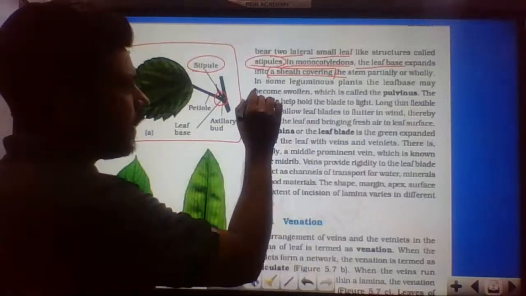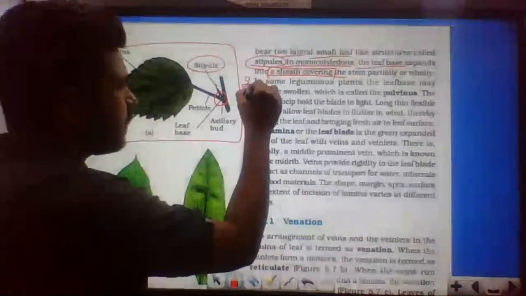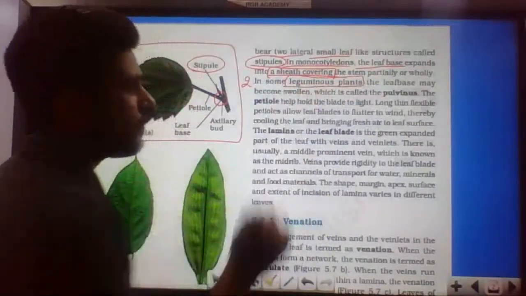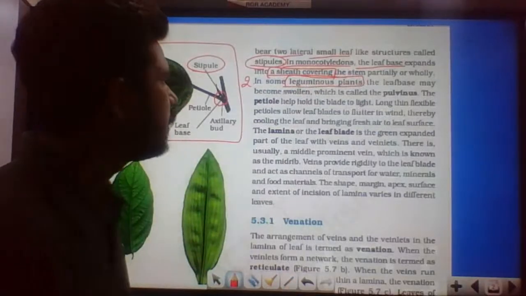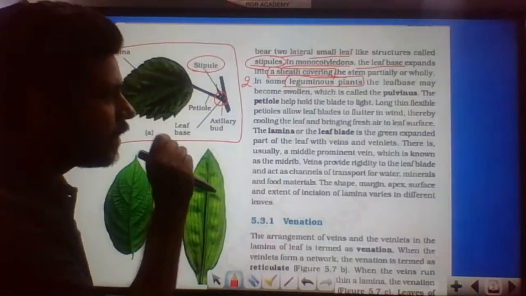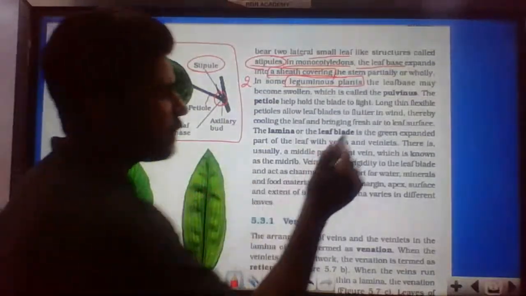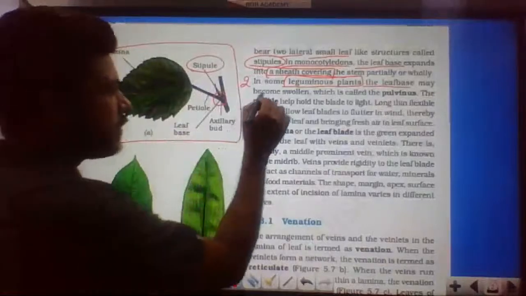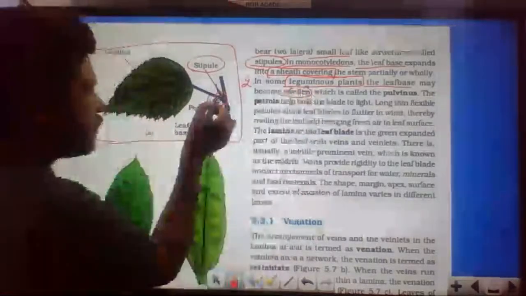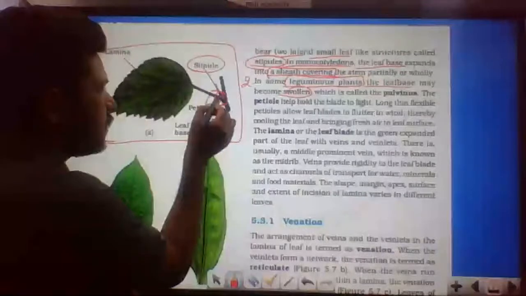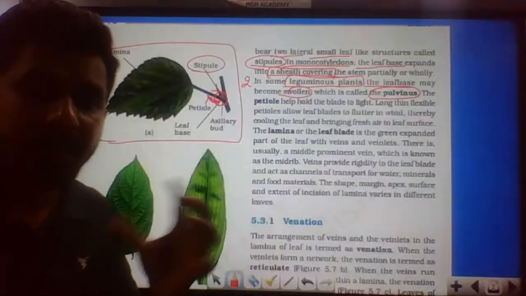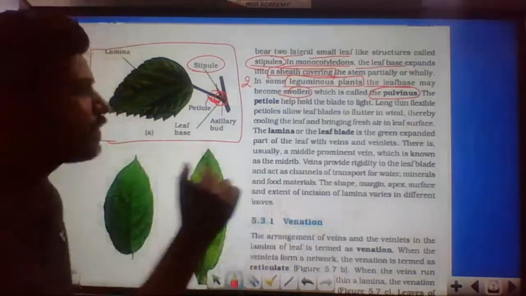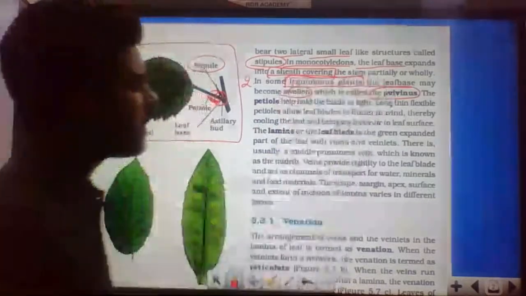Okay, then in some leguminous plants, so this is the third important point. Underline leguminous plants if you have the NCERT book, just make a note. In these leguminous plants, the leaf base may become swollen. This is a very important region. It can swell, and it is called pulvinus. So the pulvinus type of leaf base is the characteristic feature of leguminous plants.